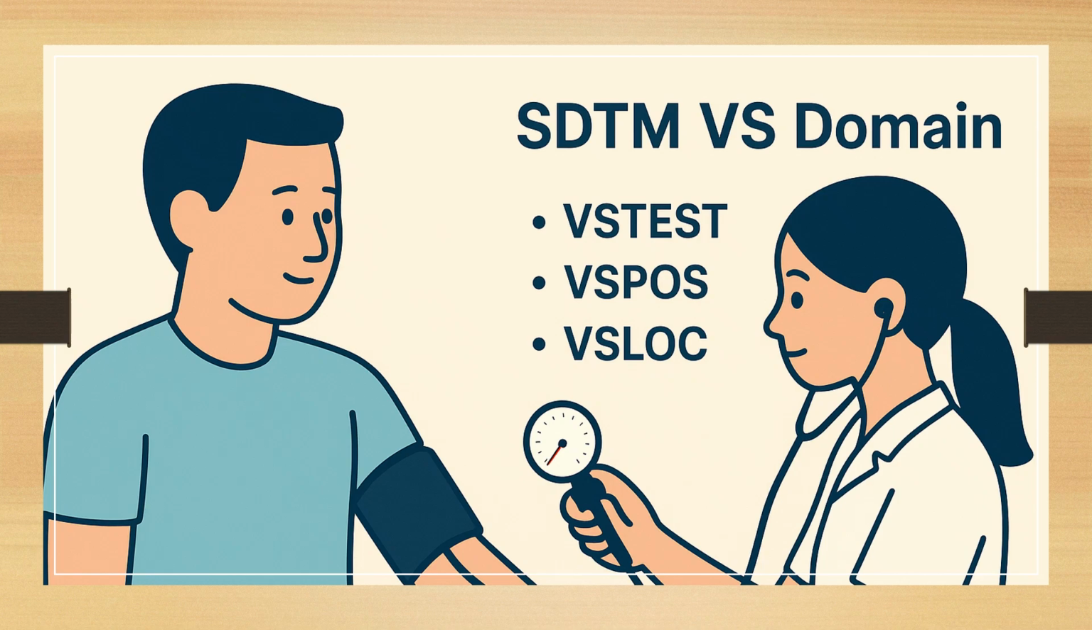VS domain is one of the domains from the findings class of SDTM. VS domain contains measurements including but not limited to blood pressure, temperature, respiration, body mass index, that is the BMI, height and weight. The structure of this domain is one record per vital signs measurement per time point, per visit, per subject. The topic variable for this domain is VSTESTCD.